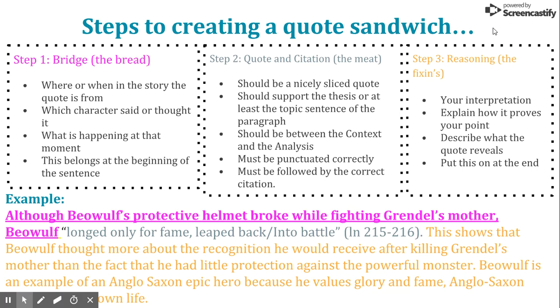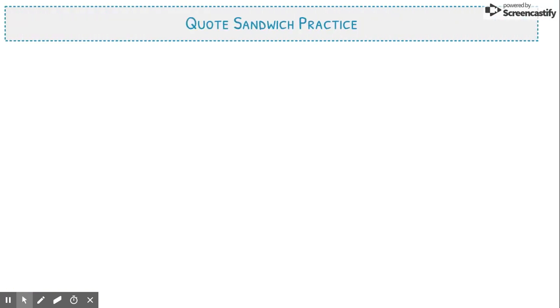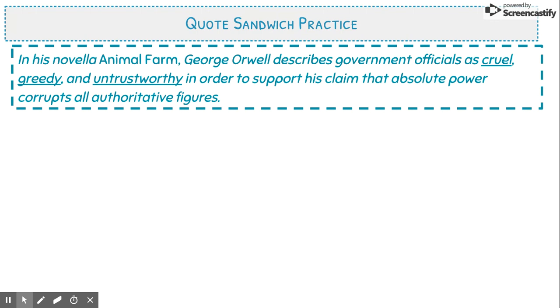You might be asking yourself, now where do I put my quote sandwich when it comes to an essay or a body paragraph? Let's take a look. When you're writing your essay, you want to start with your thesis statement. Here's an example. In his novella Animal Farm, George Orwell describes government officials as cruel, greedy, and untrustworthy in order to support his claim that absolute power corrupts all authoritative figures.